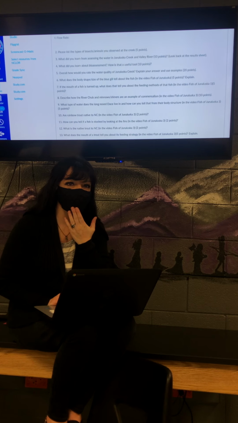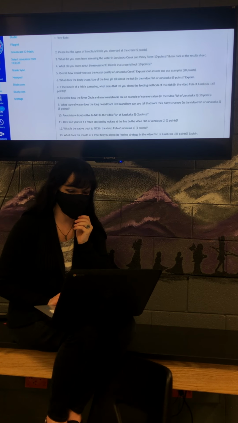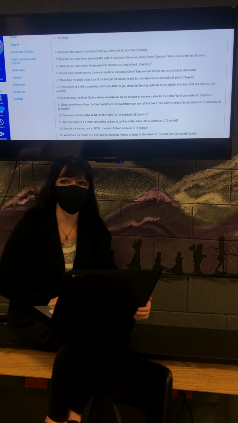Okay, list the types of insects and animals you observed at the creek. Did anybody see anything when we were down there? A beaver? Did you really? Oh wow. When we first walked, there was. I didn't see it, but he yelled out. I saw mosquitoes. Okay, mosquitoes. Did you see anything in the water? Yes, a crawfish. Okay. Anything else?